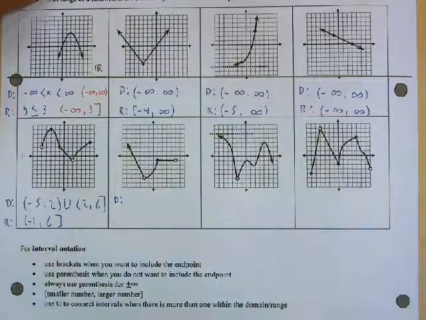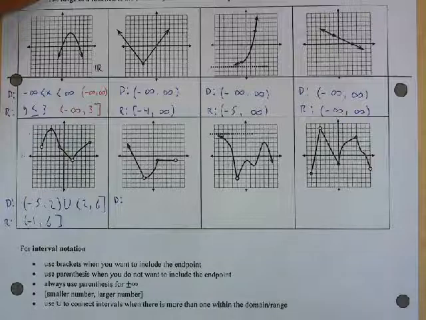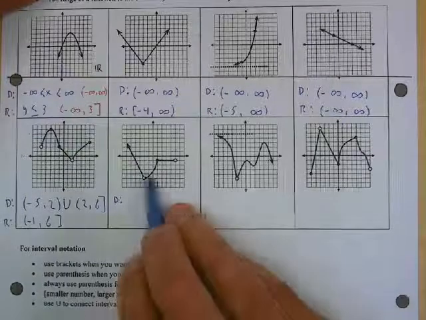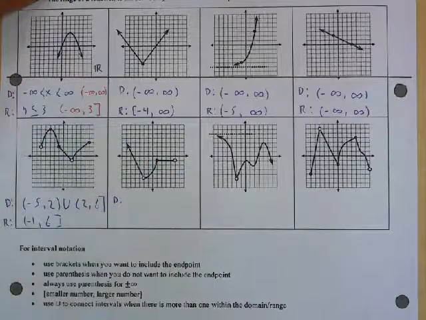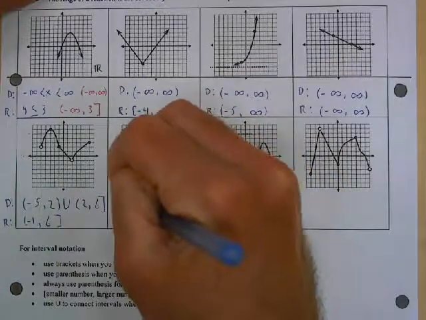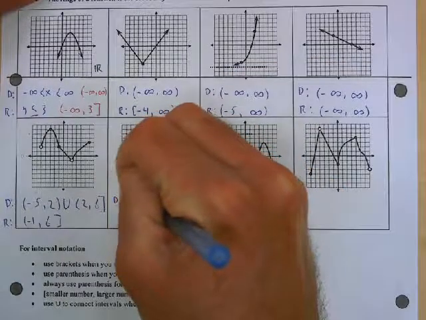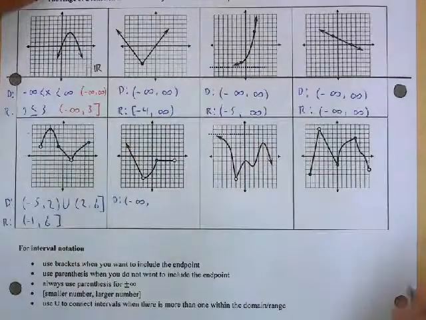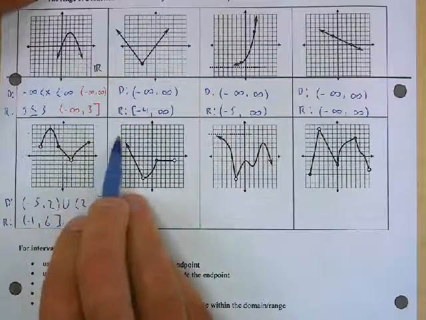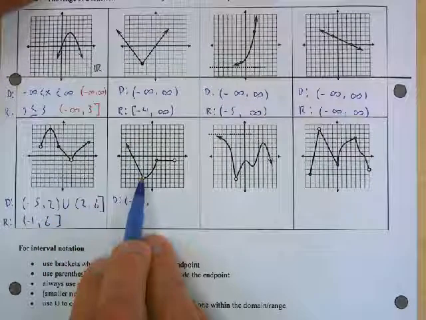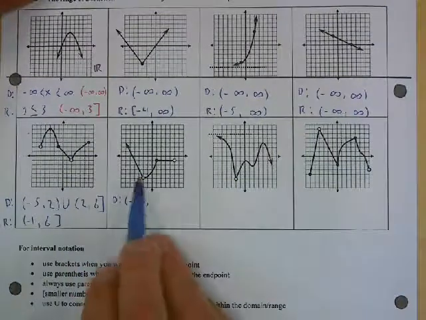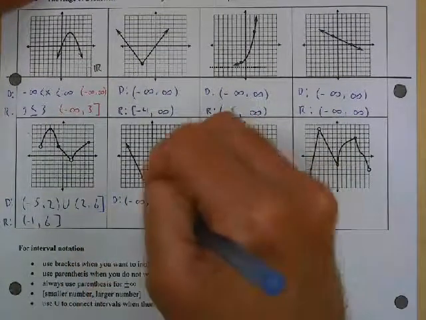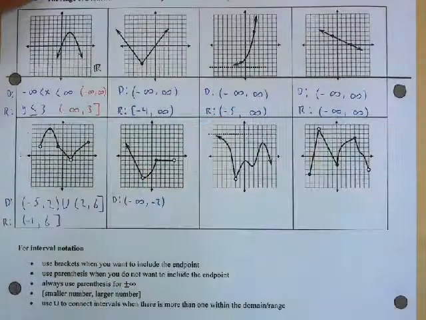So again, we want to start with our smallest number, which for the domain is the furthest left point. Well, this goes left forever, so that's going to be -infinity. Up to what? If we're coming down this graph, we're going to stop here because there's an open circle. So we go from -infinity to -2, not including -2.